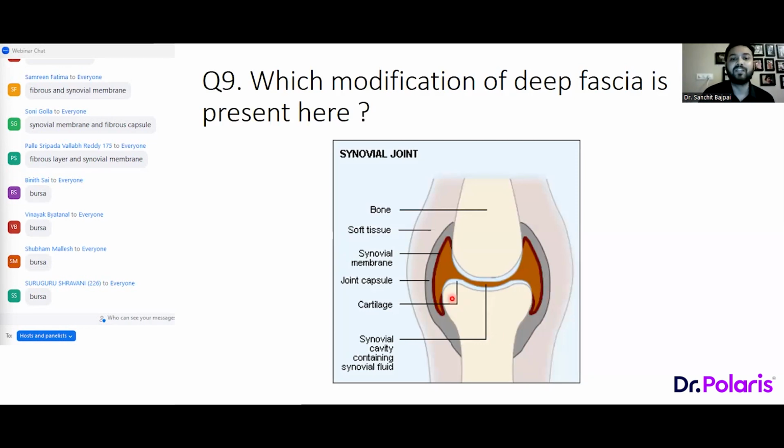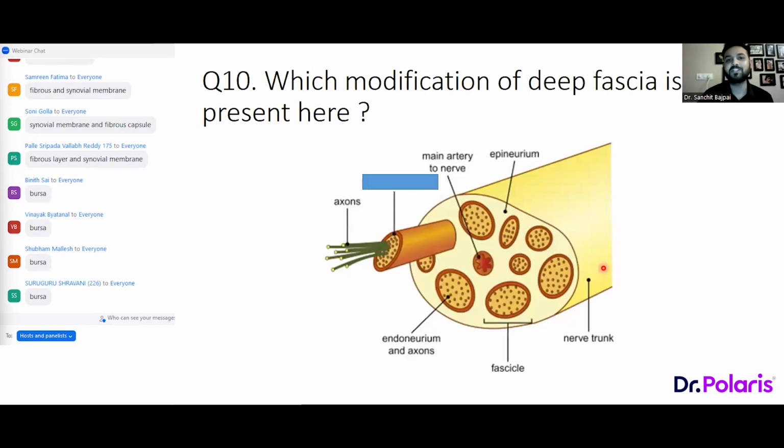Okay. Fine. Right. Now we move on to the last part of our discussion today, as well as my rounds. Which modification of deep fascia is present here? So you have got something which is shadowed. Can you name this?